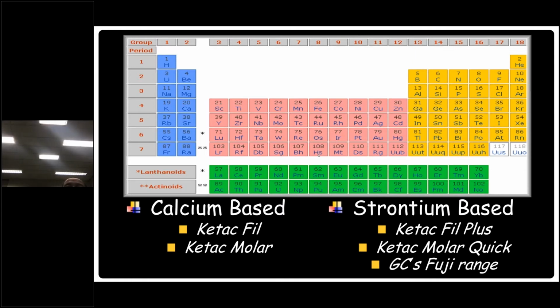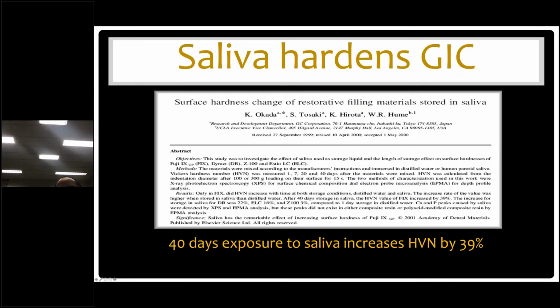That's one key. Now, when you first place glass ionomer cement and you allow saliva to touch it, it's been reported that after 40 days of exposure to saliva, the hardness increases by 40%. This is very important to remember. You have to keep it dry when you place it, and after placement, once you finish it, you put that coating on to provide some further protection. But after that, when all that wears off and it is exposed to saliva, it becomes harder.